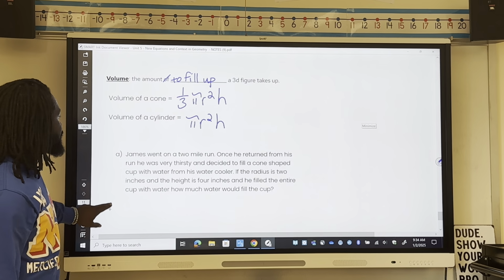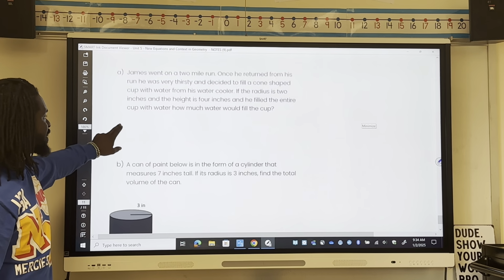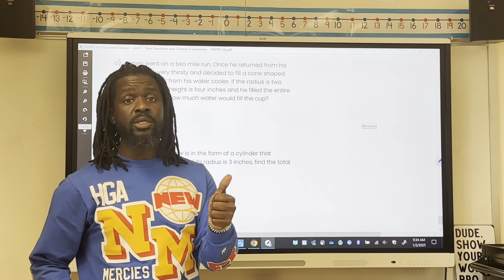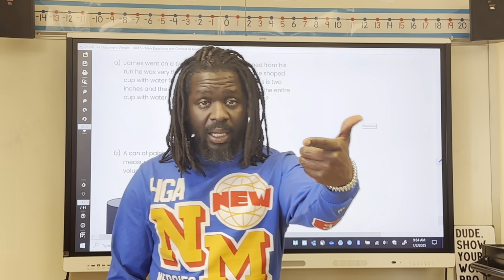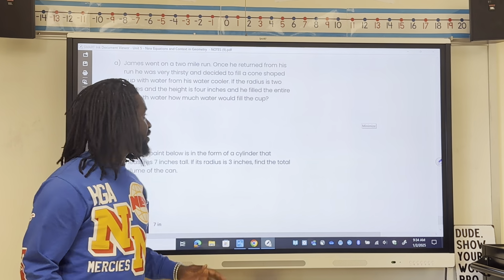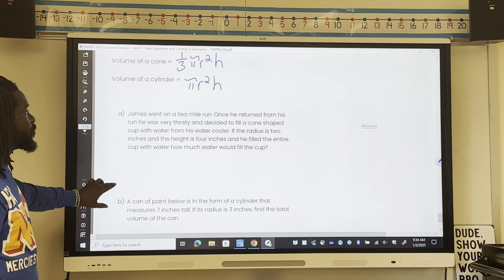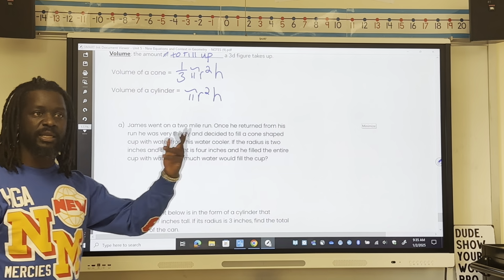All right. So for the last two problems, all you need to do is figure out which formula you need to use, and then plug the dimensions into the correct formula. Substitute it in. So identify what you have, what's the radius, what's the height, and then plug it in.